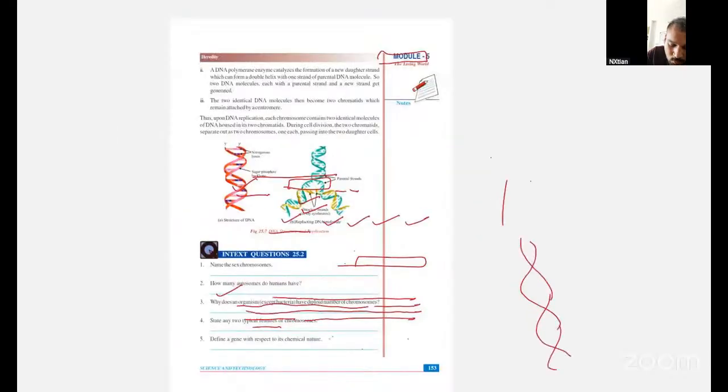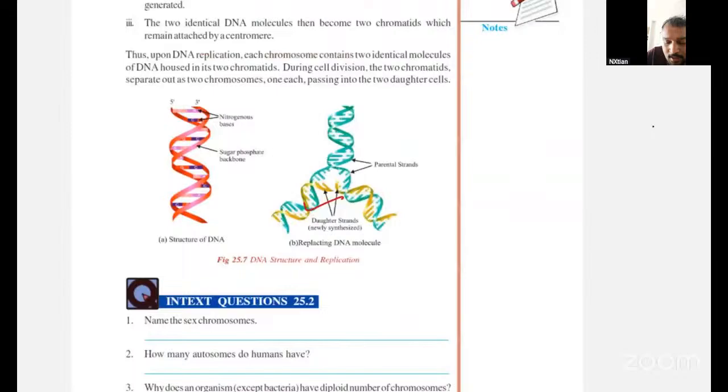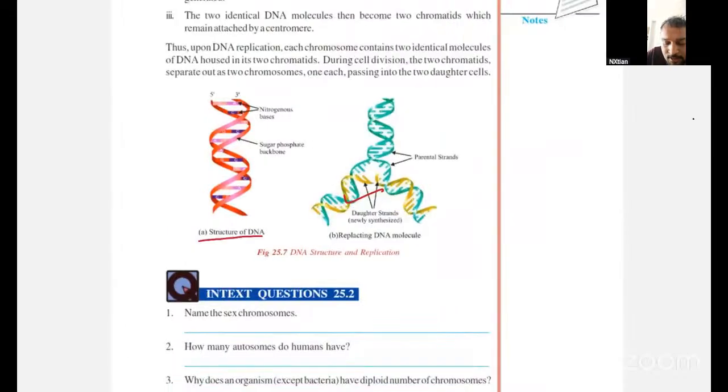Okay. So what usually happens in this? You can see that this is the structure of DNA, which is in the form of a double helix structure. Now, when the parental strands are dividing, the green one which they are dividing, they will make a replication like this.